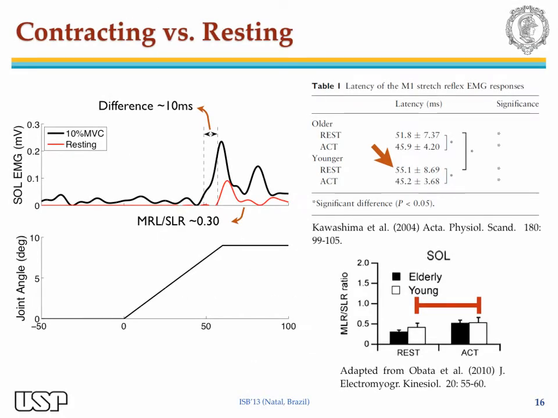Here we have an example showing the difference in reflex response during a small contraction and with the muscle relaxed. There is a 10 milliseconds difference in SLR latency and a small reduction in the MLR-SLR ratio. Both results are also similar to experimental data from humans.